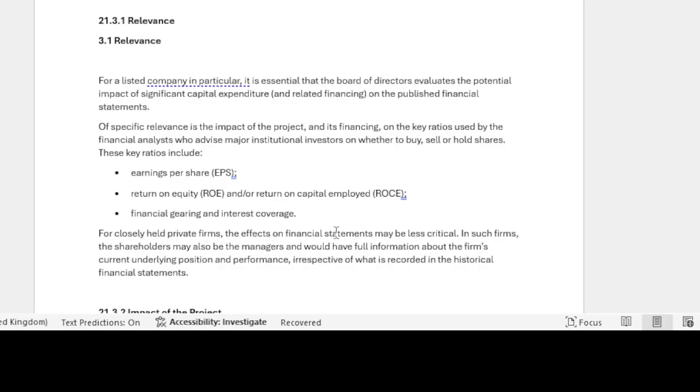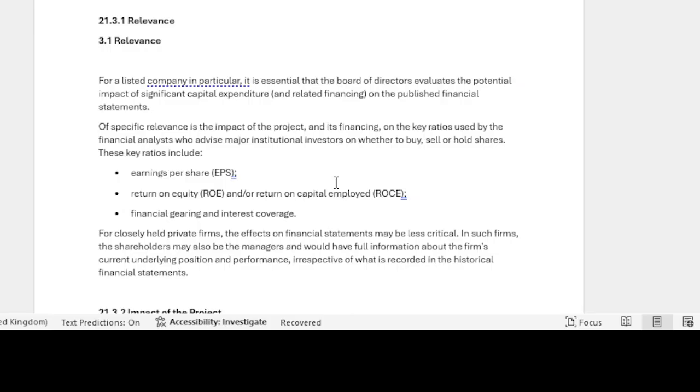So it's very relevant, and it impacts on the project, the financing, and the key ratios that we use when we are doing financial analysis for the institutional investors, and also for them to determine whether they're going to buy, sell or hold their shares. The different ratios that we can use are, for example, the earnings per share, or EPS, then the ROE, which is the return on equity, and then the ROCE, which is return on capital employed.